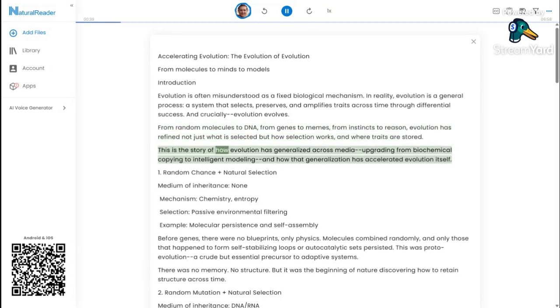This is the story of how evolution has generalized across media, upgrading from biochemical copying to intelligent modeling, and how that generalization has accelerated evolution itself.